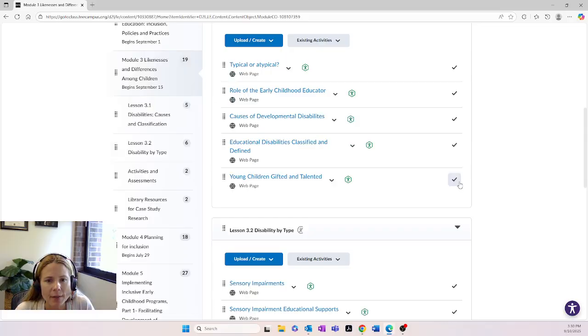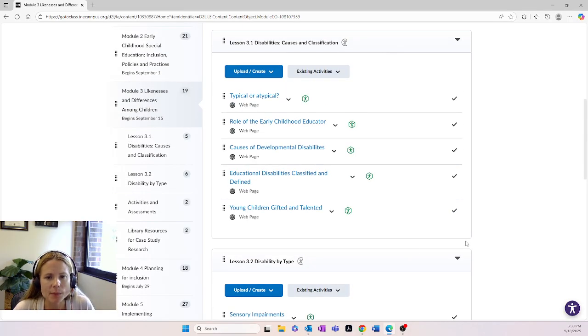Now we have our vocabulary. Now, getting into the lesson specifically, what are we looking at in lesson 3.1, our first lesson? So, we're going to talk about typical and atypical in terms of early childhood. What is your role as an early childhood educator with having students in your classroom who have disabilities?